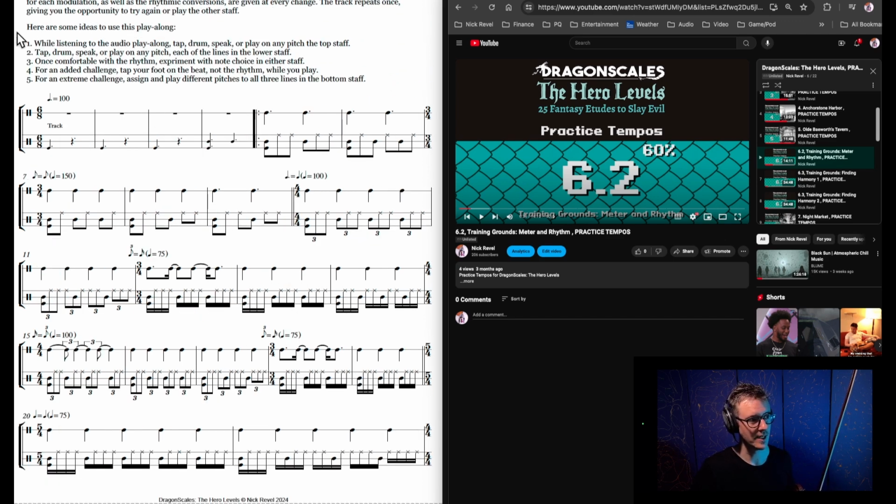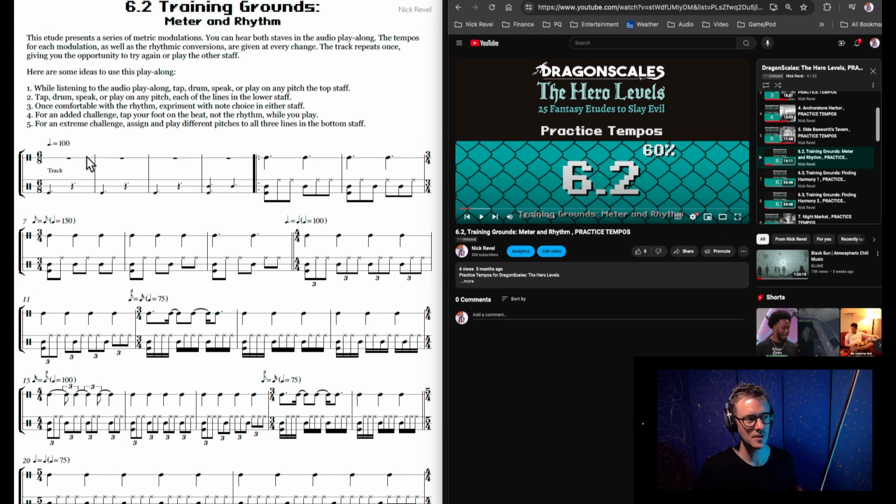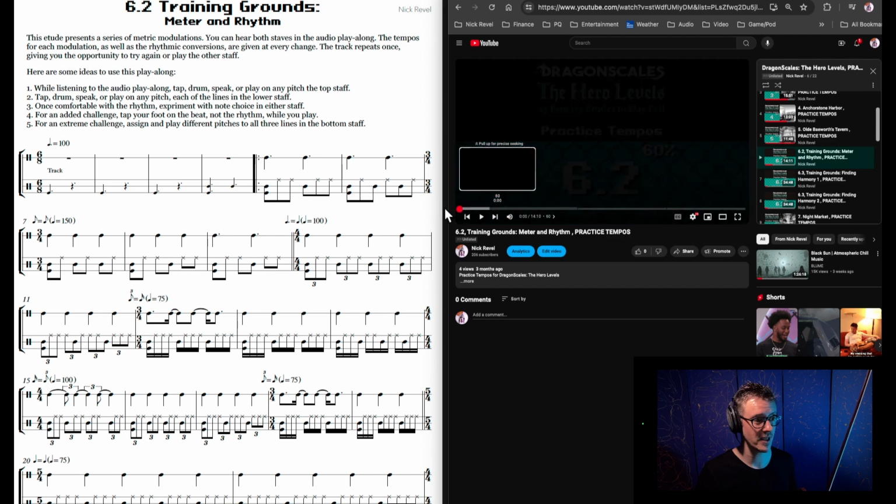I recommend, before you get into the 1 through 5 on the etude, you do, again, as we just did, look at the score and try to follow along while listening. Maybe step 2 would be to try to conduct the big beats. Essentially, conduct the notes on the top line as you listen. So let's try that really quick.